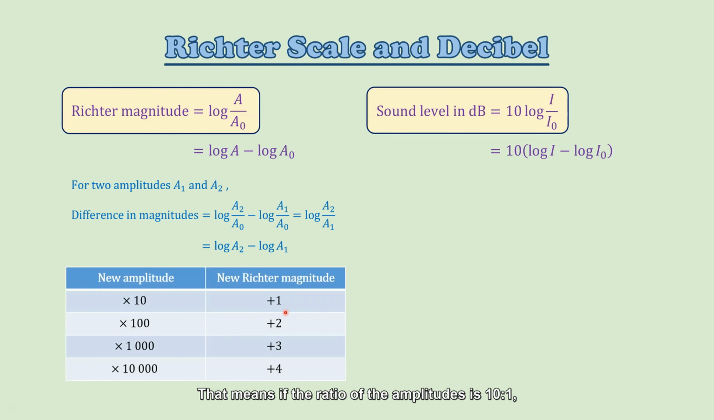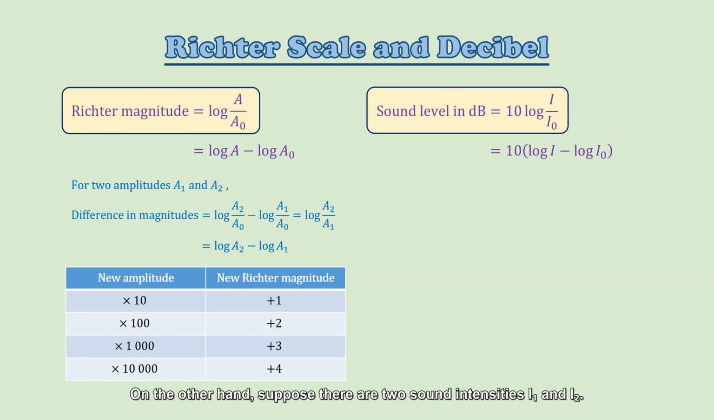That means if the ratio of the amplitudes is 10 to 1, then the difference in the Richter magnitude is just log 10, which is just equal to 1. If the ratio of the amplitudes is 100 to 1, then the difference in the Richter magnitude is log 100, which is equal to 2. If the amplitude is 1000 times as large as the other one, then the Richter scale will increase by 3. If the amplitude is 10,000 times as large as the other one, then the Richter scale will increase by 4. In other words, each one level increase in the Richter magnitude means the new amplitude is 10 times the original.